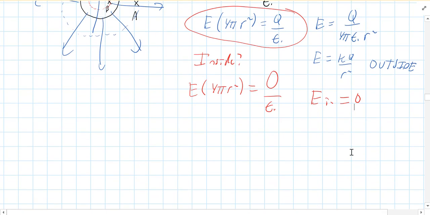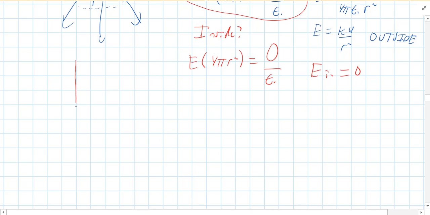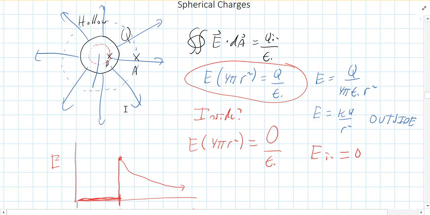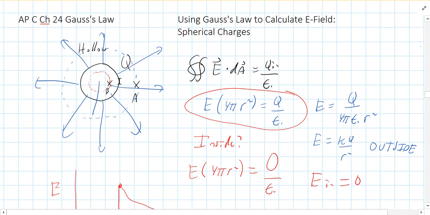If I were to graph for this whole thing the magnitude of the electric field versus r, the radius of the sphere, I'll call that capital R, that's a point of interest. If you're outside of this, it's going to be an inverse square, that's your KQ over r squared. If you're inside of it, as you drill through the shell, your field would drop to 0. And then if you're inside the sphere, your electric field would be 0. So that's what you'd have if you had a hollow sphere with all the charge on the surface.